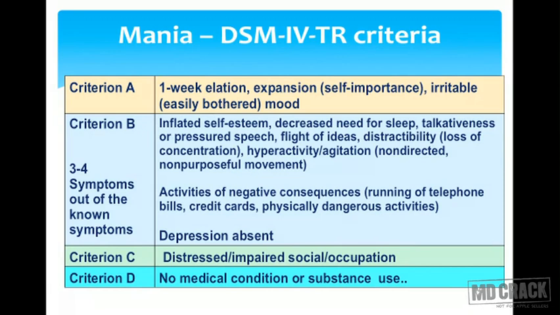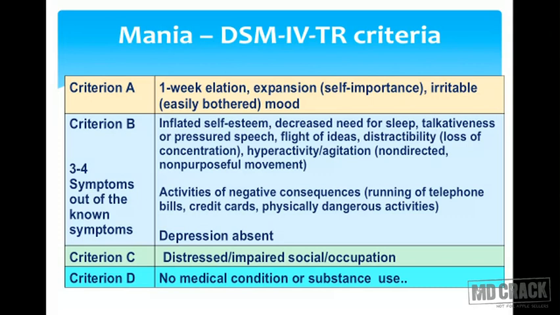Inflated self-image or self-esteem, decreased need for sleep, talkativeness or pressured speech, flight of ideas, distractibility and loss of concentration, and the patient has extreme hyperactivity and agitation. There's non-directed and non-purposeful movement on the part of the patient. Activities with negative consequences include running up telephone bills and credit cards, and physically dangerous activities. And depression should be absent. That's very important. That's criterion B.